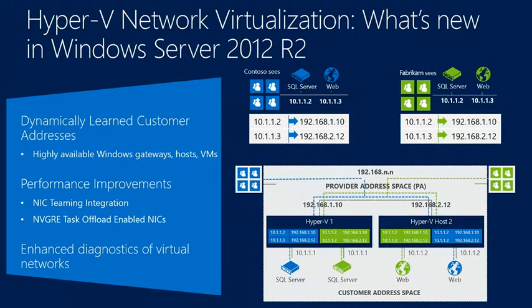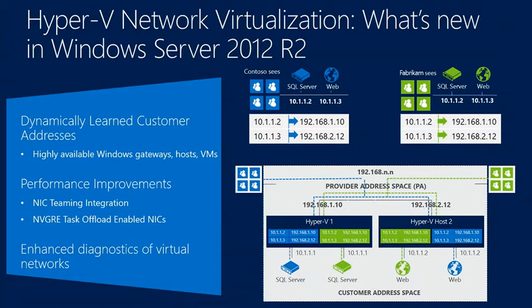This is the brain dump slide for you. So, lots of IP addresses. What we've added in R2 is this notion of what we call dynamically learned customer addresses. And this is enabled through PowerShell. This basically allows you to bring clustering and highly available gateways into the virtual environment. So you can bring all this capability, your DHCP servers, your DNS, into the virtual environment.